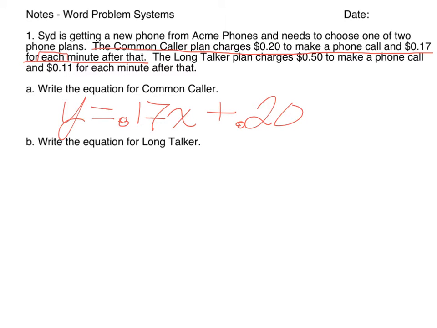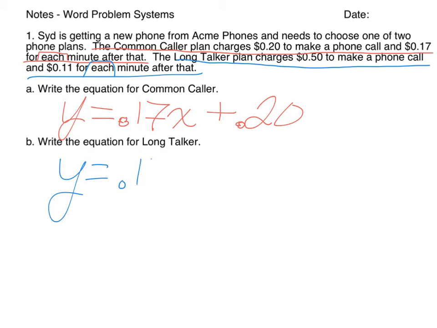Okay? Then we've got the long talker plan, which charges 50 cents to make a phone call and 11 cents for each minute after that. So same idea, just like we were doing before. So we've got 11 cents for each minute, which is our slope, and then an initial cost of 50 cents.